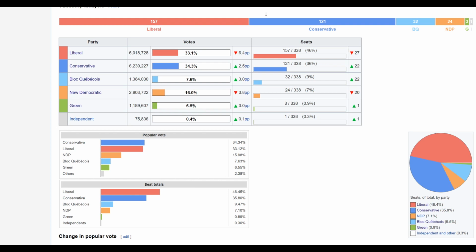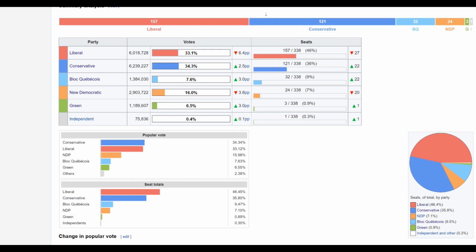And it's a very hard road to be an independent because the Canadian system is very much set up to encourage larger parties. So you get no funding. There's all kinds of benefits you don't get. Being an independent is a very difficult road to go down.